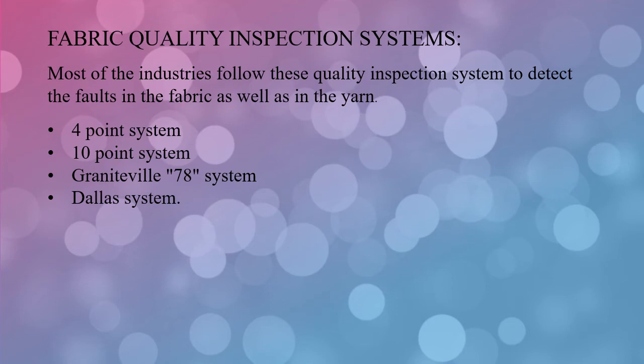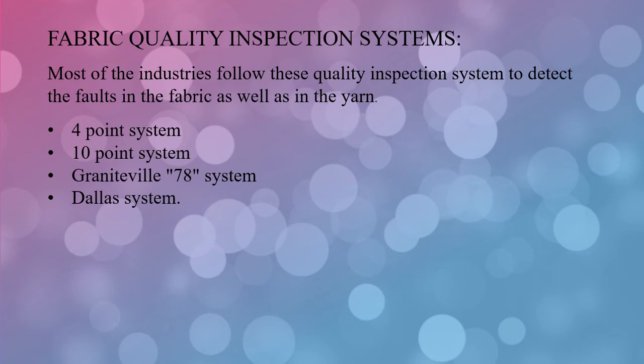The second is the 10-point system. In this system, the fabric faults are identified with points on the basis of a scale of 10. That is, the maximum defect point is 10. According to this system, if the total defect points per 100 yards of the fabric are 100 or more, the fabric will be rejected. The third one is the Granny Table 78 system.